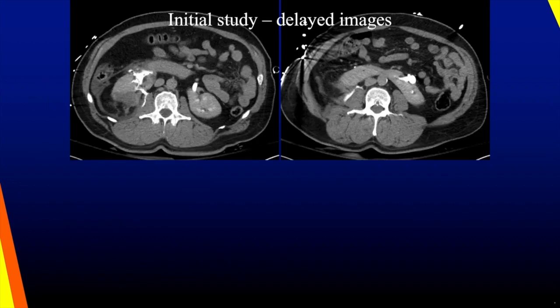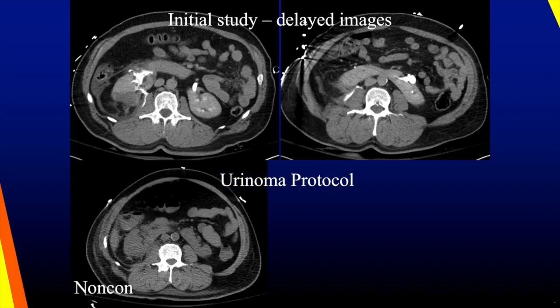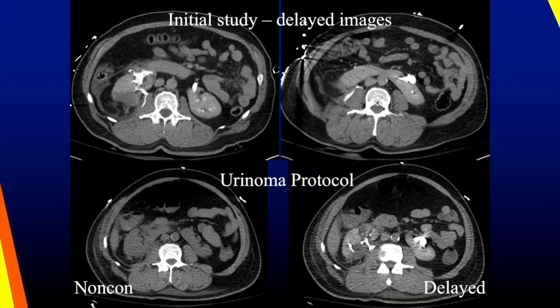Here's an example. On the initial study, delayed images, we see that there's urinary extravasation from this kidney, which happens to be a horseshoe kidney. For our Urinoma Protocol, we start with a low-dose non-contrast image to see if there's any residual contrast from the prior study, and here we see there's none. And then we inject our contrast, wait 10 minutes, and scan the patient, and we see that there is persistent urinary contrast extravasation on the right.